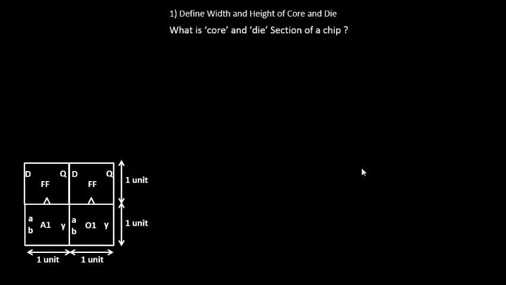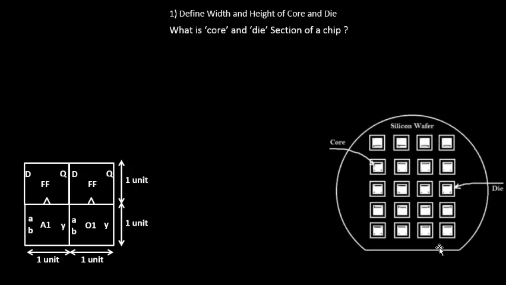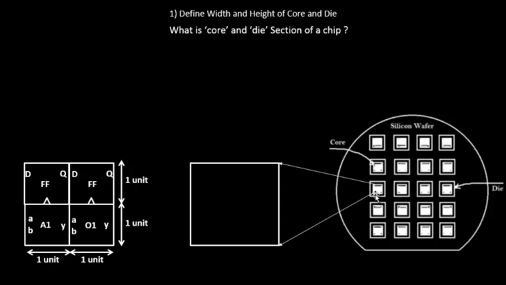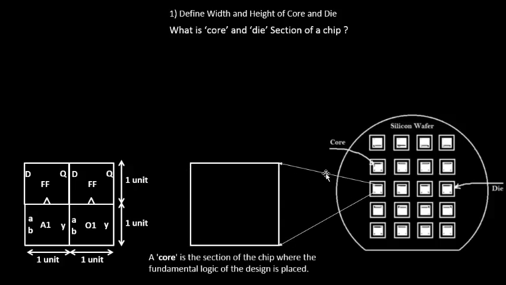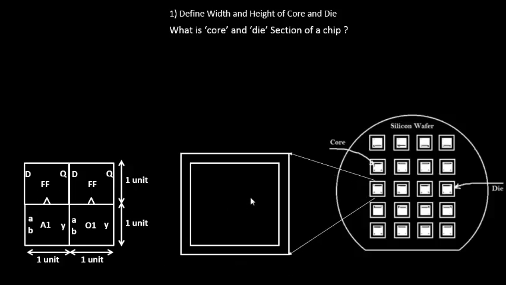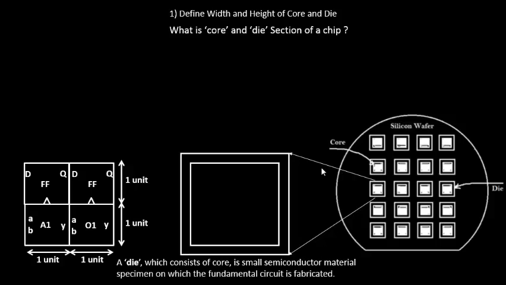Let's look into the core and die of a section of a chip. For example, this is your silicon wafer on which you implement all of your logic. This one section is referred to as your die, and inside the die you have this core. This is the core section where you actually place the fundamental logic, and the die section encapsulates your core. This is the piece of the area on which your circuit is built, so your circuit will not exceed this area. That's the point.